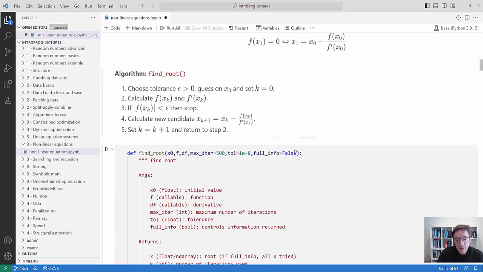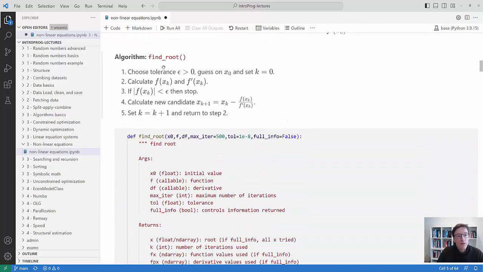And then we simply build an algorithm to do that. We say, let's choose a tolerance, a small positive number. Let's guess on some initial x, and let's set a counter equal to 0. Then we calculate the function value and the derivative. And if the absolute value of the function is less than the tolerance, then we're happy, we just stop. Or otherwise, we calculate our next guess using the formula from above. Then we increment the counter, and we return to step 2, and we continue until this works.